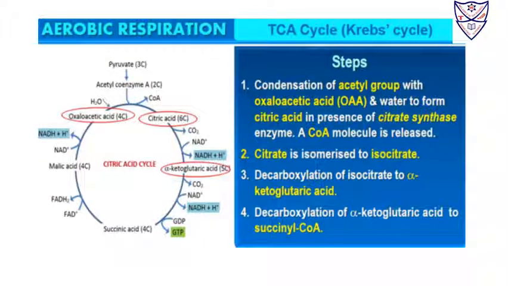It starts with condensation of the acetyl group with oxaloacetic acid and water to form citric acid. In presence of citrate synthase enzyme, a coenzyme molecule is released. This citrate is then isomerized to isocitrate, and then decarboxylation of isocitrate leads to the formation of alpha ketoglutarate. So this now is a 5-carbon compound. Decarboxylation of alpha ketoglutarate then converts it into succinyl coenzyme A, succinyl CoA.